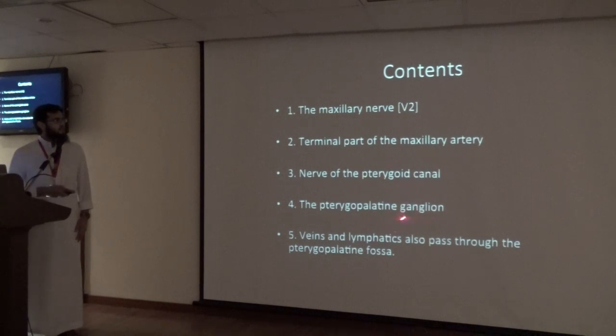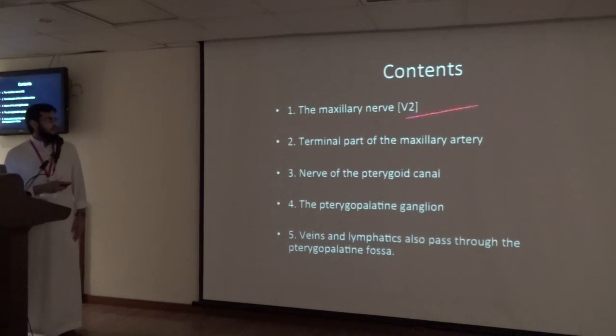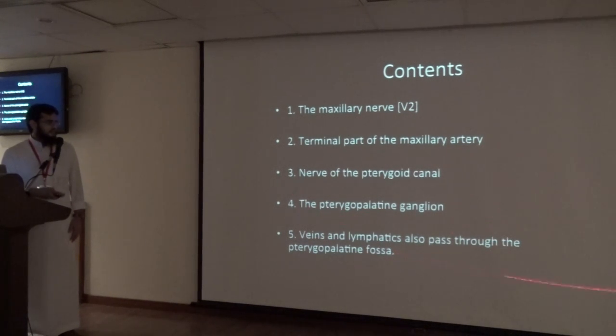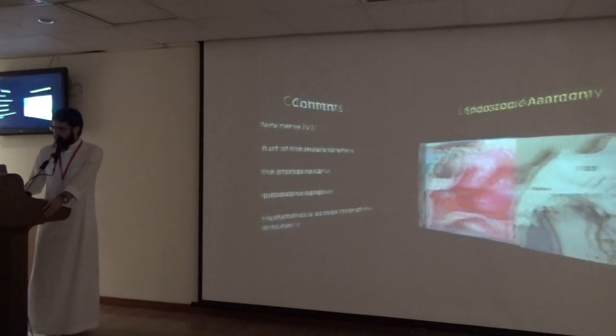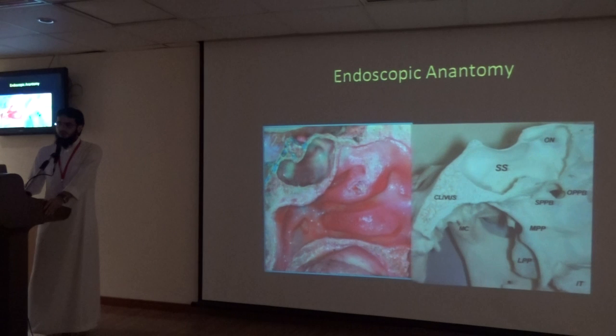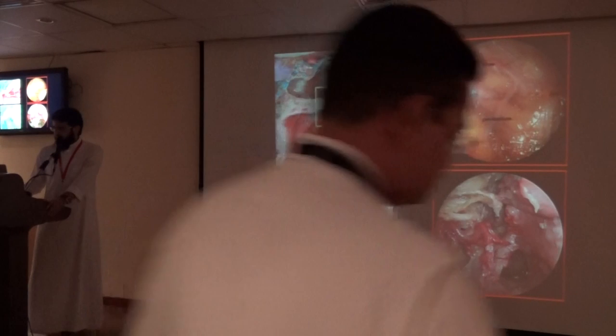What are the contents of the pterygopalatine fossa? As we know, the maxillary nerve, the maxillary artery, the median, the pterygopalatine ganglion, and veins and lymphatic tissue. So now we will go to the endoscopic anatomy. We got the gross anatomy, then the imaging anatomy, and now we will come to the endoscopic anatomy.